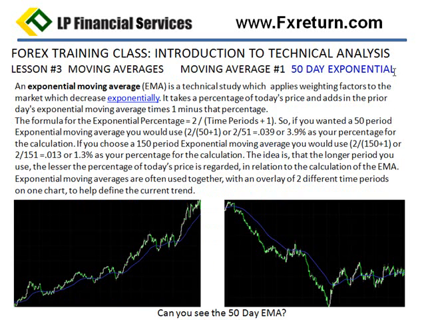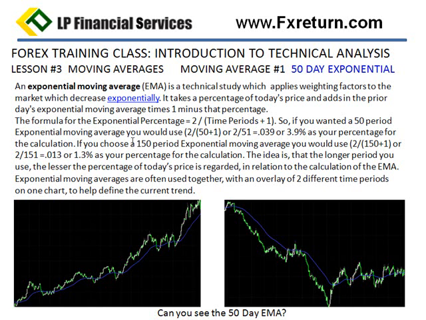When we look at moving average number 1, the 50-day exponential moving average, we see that an exponential moving average, or EMA, is a technical study which applies weighting factors to the market which decrease exponentially. It takes a percentage of today's price and adds in the prior day's exponential moving average times 1 minus that percentage. The formula for the exponential percentage is equal to 2 over the number of time periods you use plus 1. So if you wanted a 50-period exponential moving average, you would use 2 over 50 plus 1, or 2 over 51, which is equal to 0.039, or 3.9% as your percentage for the calculation.